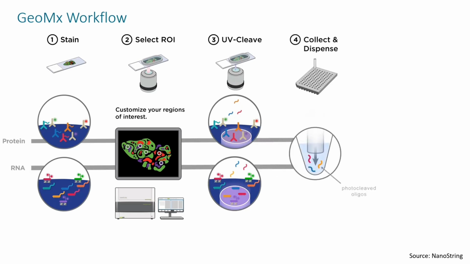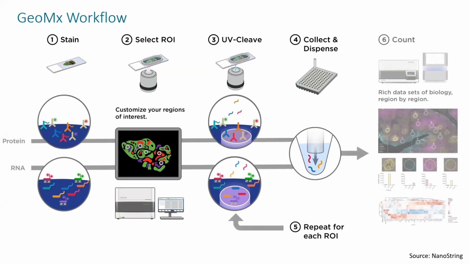Then they're collected into a 96-well plate, one at a time. Of course, this is repeated until we have collected all probes from all ROIs. And then we're ready to do our downstream analysis, meaning taking the 96-well plate, doing sequencing libraries, and then doing sequencing on one of the Illumina machines that we have. And then Morten takes over and takes care of the bioinformatic analysis.